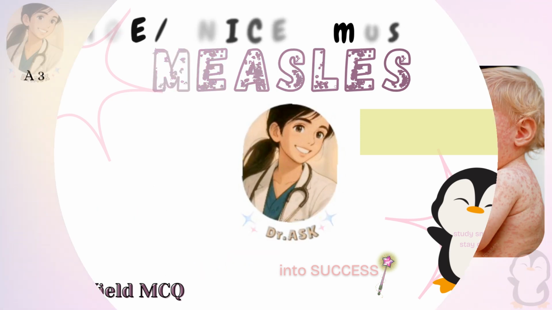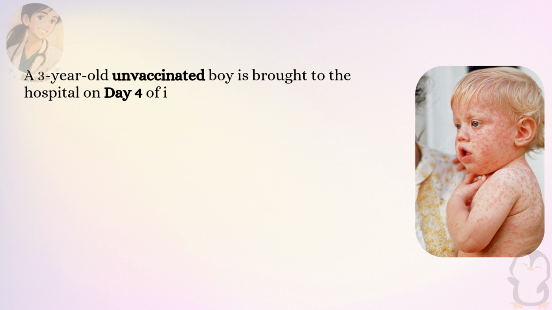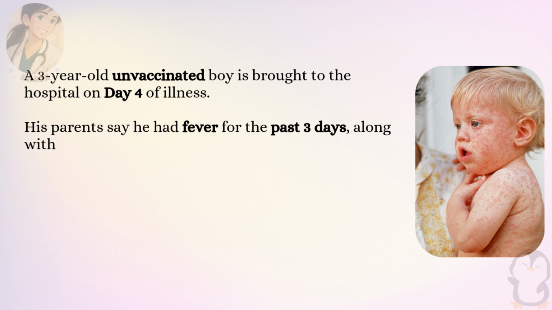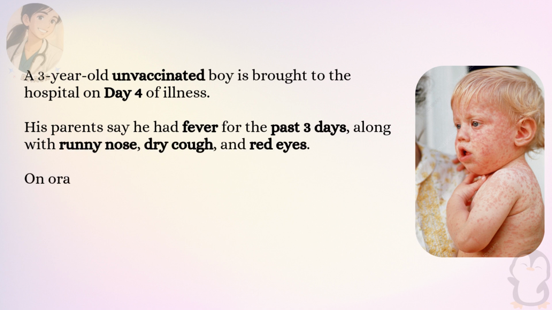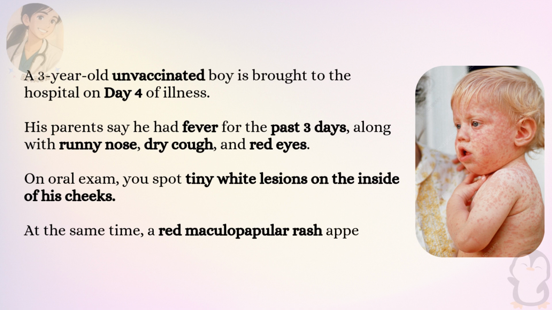Let's get started. A 3-year-old unvaccinated boy is brought to the hospital on day 4 of illness. His parents say he had fever for the past 3 days, along with runny nose, dry cough, and red eyes. On oral examination, you spot teeny white lesions on the inside of his cheeks. At the same time, a red maculopapular rash appears behind his ears and spreads down to his neck and chest.